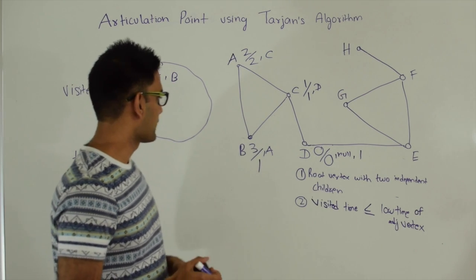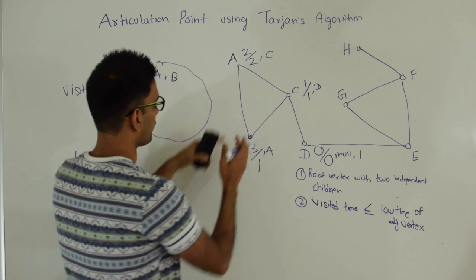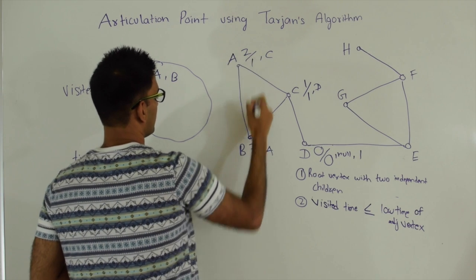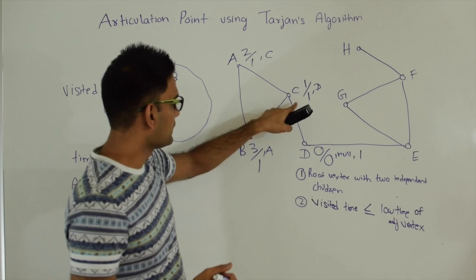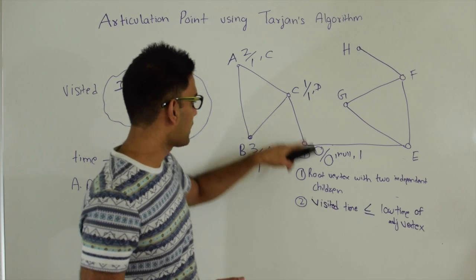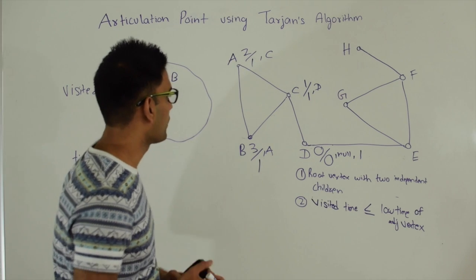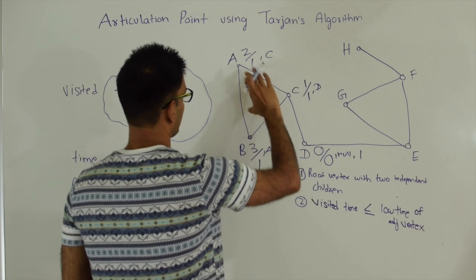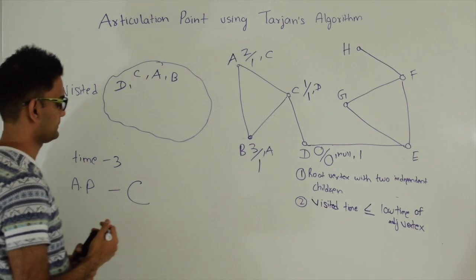C is clearly not the root vertex. Then visited time of C, which is 1. Before we go back to C, we'll update A's low time. A's low time will become 1, which is the minimum of its current low time, or B's low time. So 1. So going back to C, C doesn't satisfy condition 1. The visited time of C, which is 1, is less than or equal to the low time of the adjacent vertex, which is also 1. So it means that C is an articulation point. Basically, removing C is going to disconnect AB from the rest of the graph. So C is clearly an articulation point.